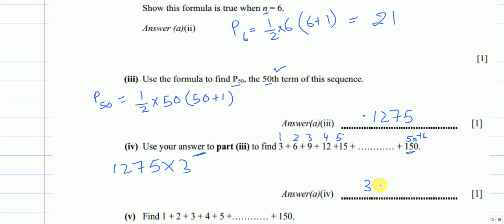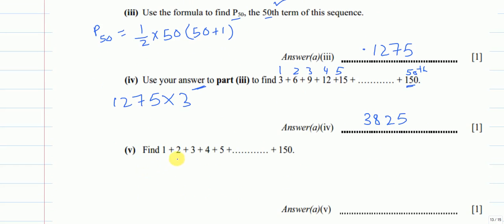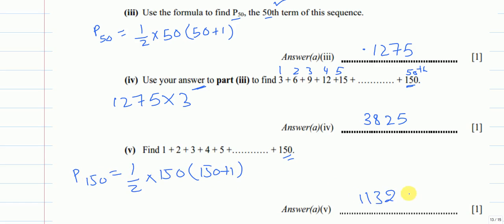So it will be 3825. Okay, 3825. Let's have a look at the next part. Find, now this again we want the 150th term, and this is very simple, because it is the same sequence which we have, so we can use the same formula now, which is P150 is equal to half times n. N is my 150, into n plus 1, which is 150 plus 1. Okay, and you will get 11325.